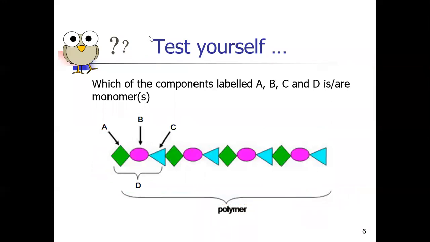Now, test yourself. Which of the components labeled A, B, C, and D is or are the monomer? A monomer must be a repeating unit, right? So this is one unit here, and this whole unit repeats itself. So this is the monomer, right? The whole unit repeats itself.